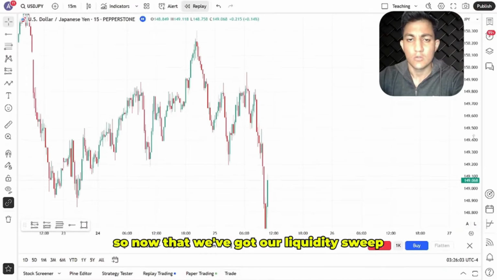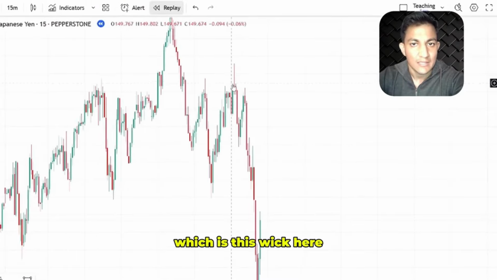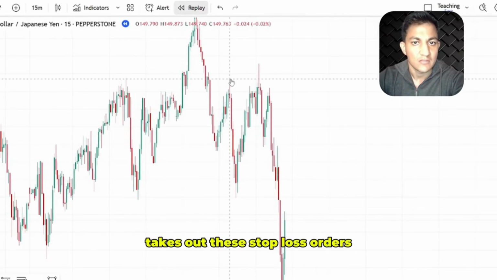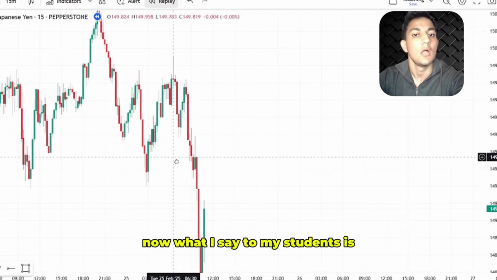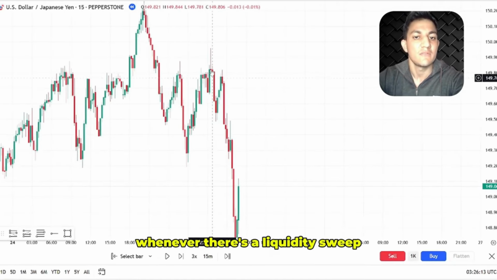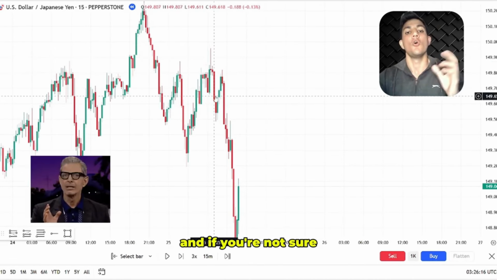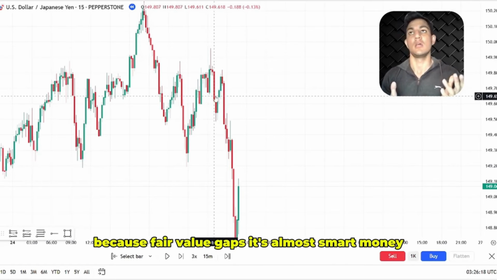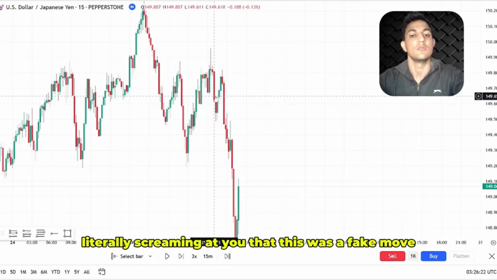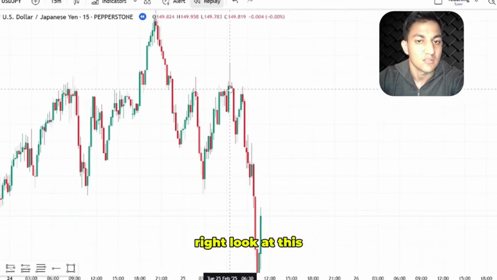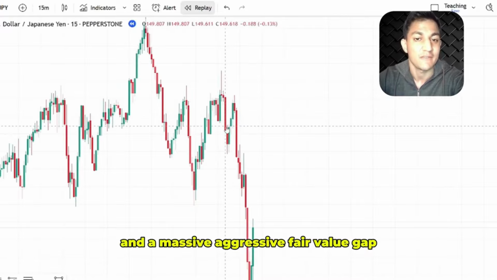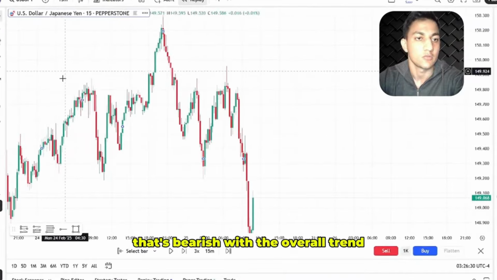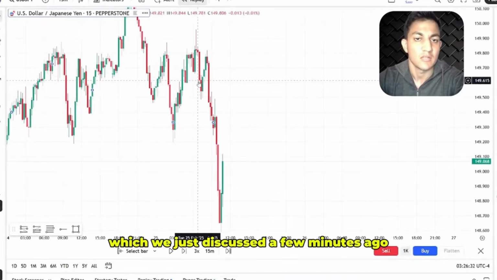So now that we've got our liquidity sweep, which is this wick here that pokes up and takes out these stop loss orders, all we need now is a high probability entry. Now, what I say to my students is whenever there's a liquidity sweep, and if you're not sure, wait for a fair value gap to form, because a fair value gap is almost smart money literally screaming at you that this was a fake move, right? Look at this. This wick comes up, takes out this old high, and a massive aggressive fair value gap that's bearish with the overall trend, which we just discussed a few minutes ago.